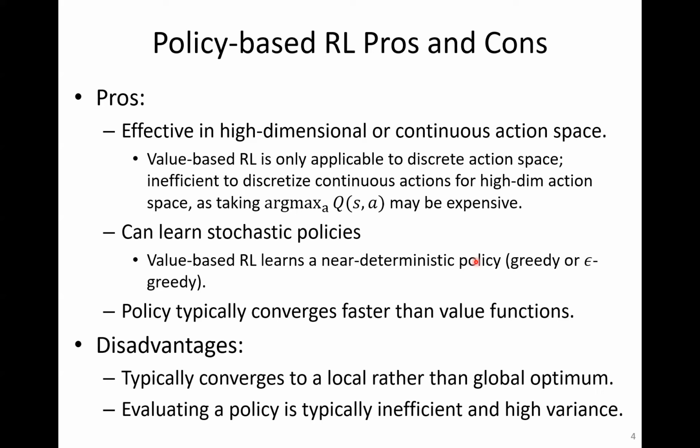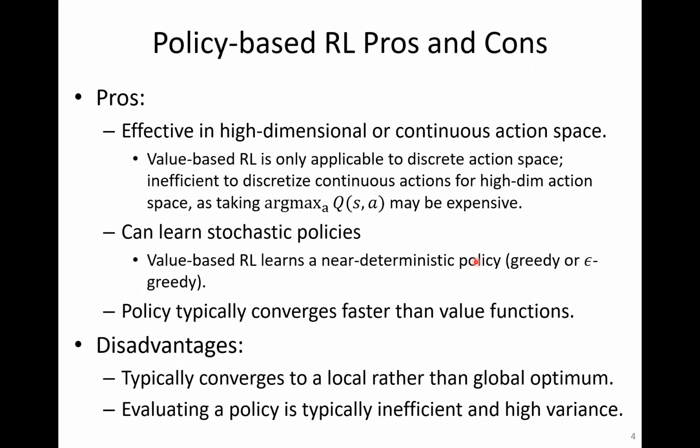But in our examples in this course, we have pretty low dimensional actions, maybe 2 choices going left or right, maybe 4 choices going up or down, left or right. There are applications where the action space is high dimensional. Another benefit is that you can learn stochastic policies, whereas value-based RL learns a deterministic policy, or if you add epsilon greedy, a near deterministic policy.